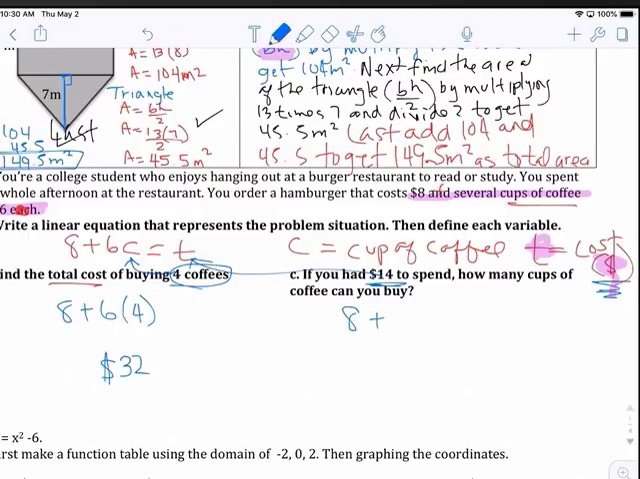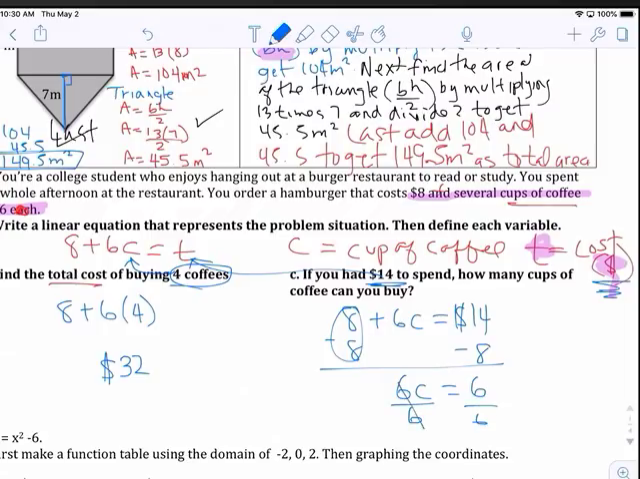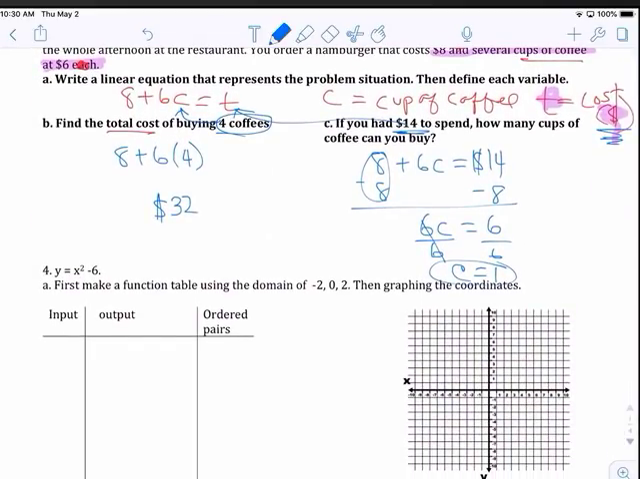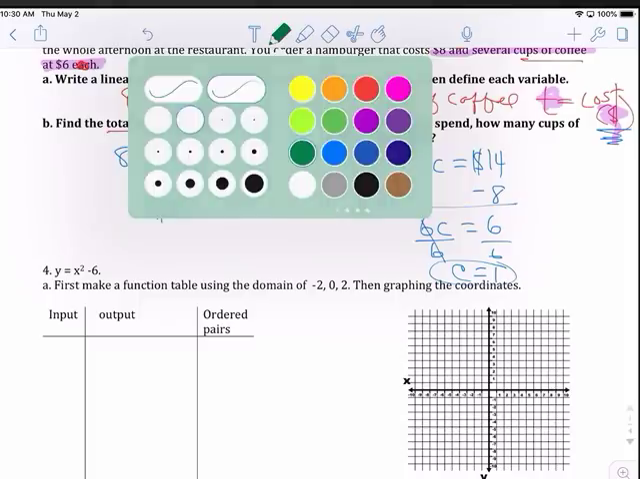So 8 plus 6C equals 14. Minus 8, minus 8. You get 6C equals 6. Divide by 6. How many cups of coffee can you buy? 1 cup of coffee. C equals 1. For $14, you get a hamburger and a cup of coffee, and spend the whole day there. That's why they charge you a little more, because they know people spend time there.